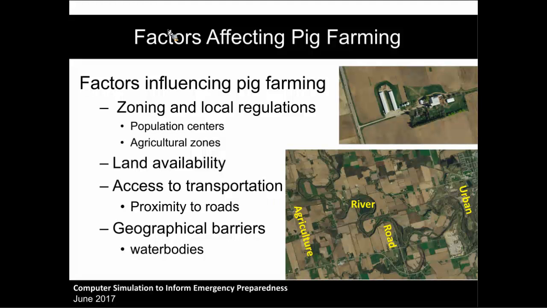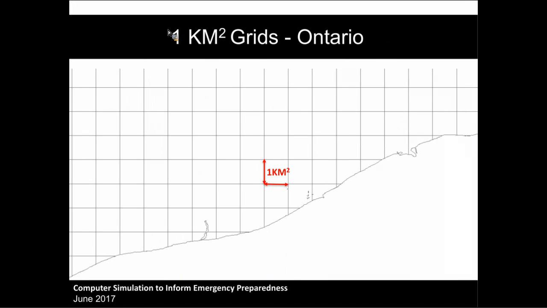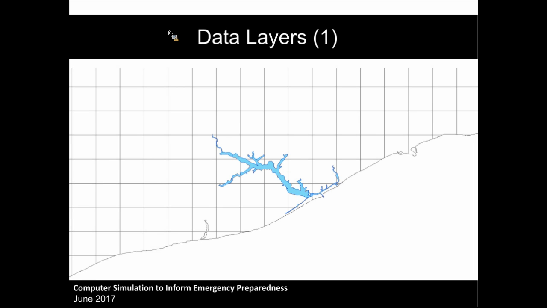You cannot place a farm on a river. So we pulled up all that information. How? We broke down Ontario into 1 square kilometer grids. There were about 1 million grid cells like this one over here. And then on top of that, we put different layers of attributes that could support or influence a farm structure, a big farm structure, in Ontario.